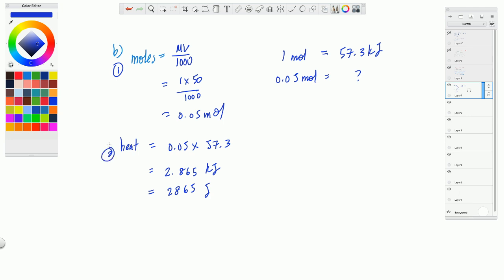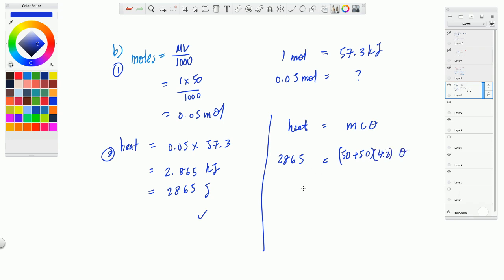Okay, so step 1, calculate the moles. Step 2, calculate the heat that is released. Now the question is asking you to calculate the heat release. And then the next question is usually asking you to calculate the temperature increase. If they're asking you to calculate temperature increase, here we already have heat. Remember, heat is mcθ. So heat is 2865 joules. M is the volume of water that is given, the total volume of acid plus alkali. C is 4.2. It's always given in the question. And theta is what you're calculating.